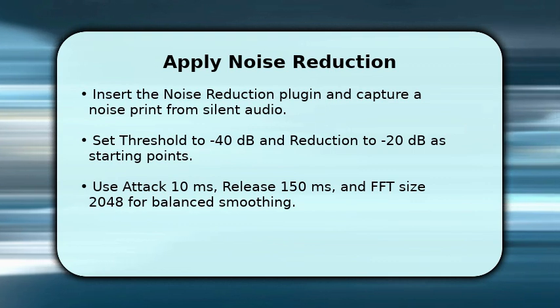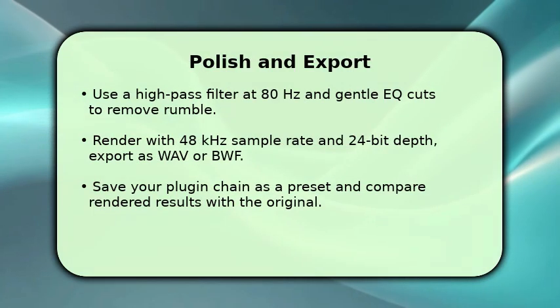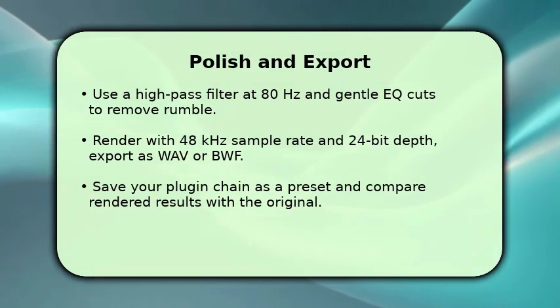Toggle the plugin bypass to A/B compare your changes immediately with the original. After noise reduction, add a gentle high-pass filter at 80 Hz to remove low rumble. Use a parametric EQ to notch narrow bands and reduce any remaining hum.